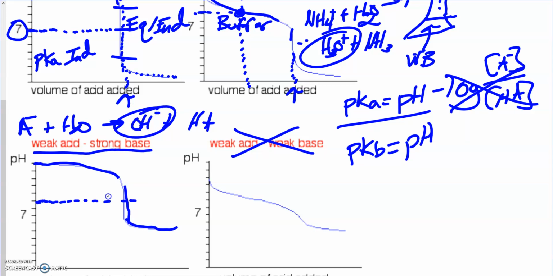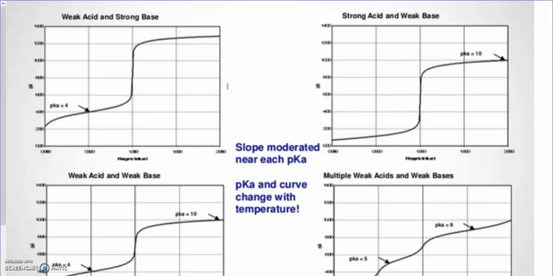Okay, so fantastic. And again, we can find that half equivalence point and work on it from there to find our pKb, pKa, whatever it happens to be. And again, we're really never going to play with the weak acid, weak base, because that gets all sorts of messy.